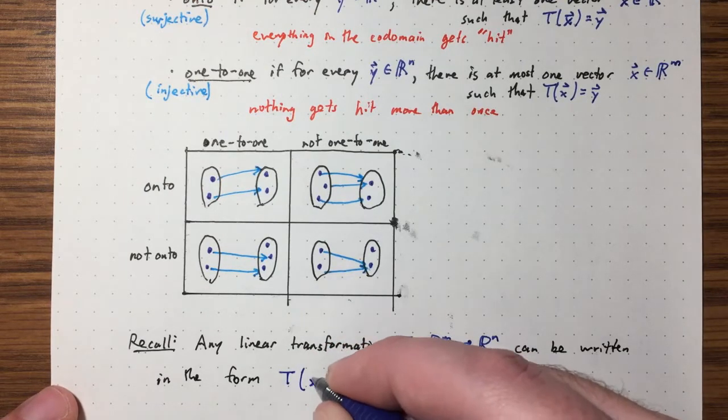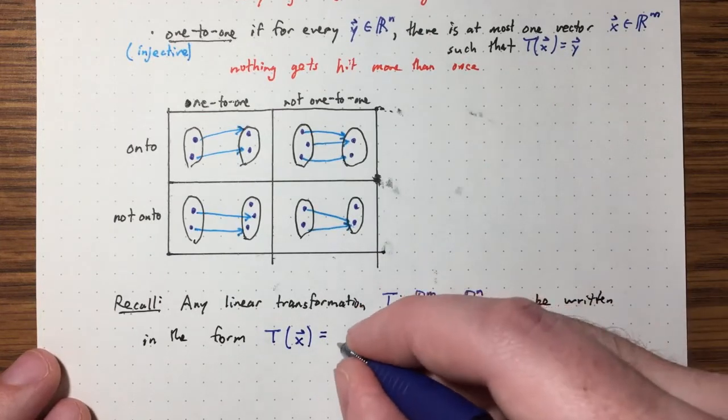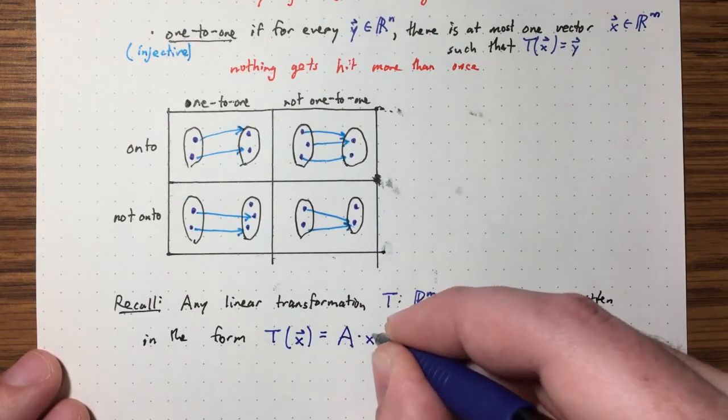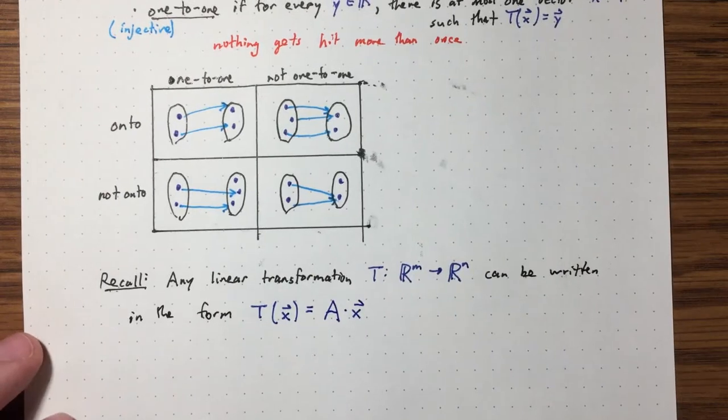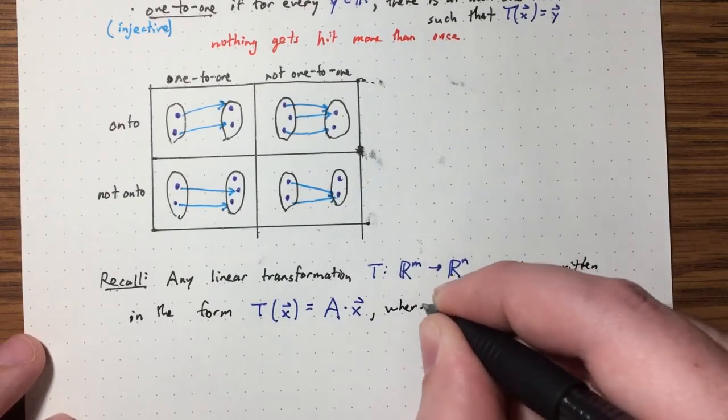T of some vector, let's call that x, vector x, I can write it as a matrix times that vector, right? And how do I do that? Let's just recall how that works. So what is this matrix A? Where is it coming from?